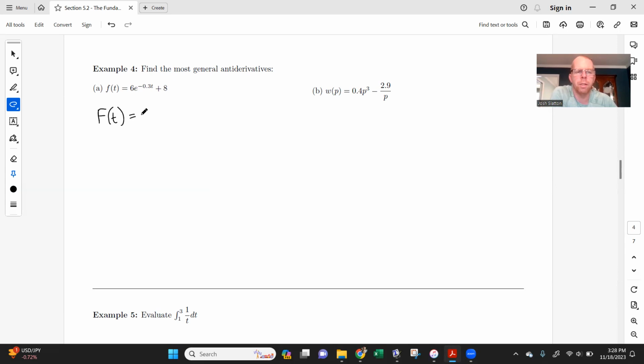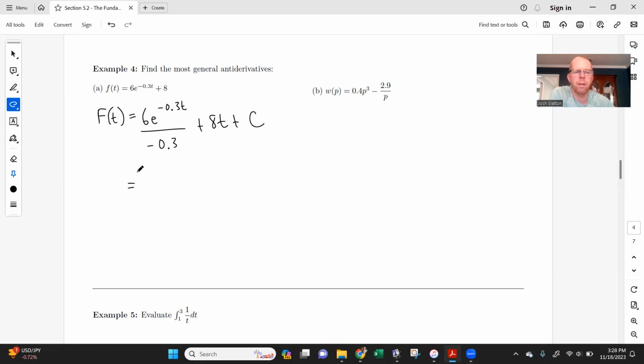And we are going to have 6. And if you need to refer back to the formula on the last page, you can do that. But keep the exponential part the same, and then we're going to divide by the derivative of that. So instead of multiplying by the derivative, we are dividing by the derivative. So divide by a -0.3. And then the antiderivative of 8 is just 8t. So the antiderivative of a constant is 8 times whatever the input variable is, and then plus c.